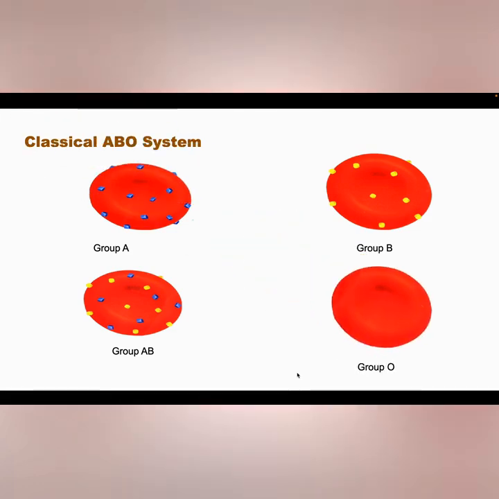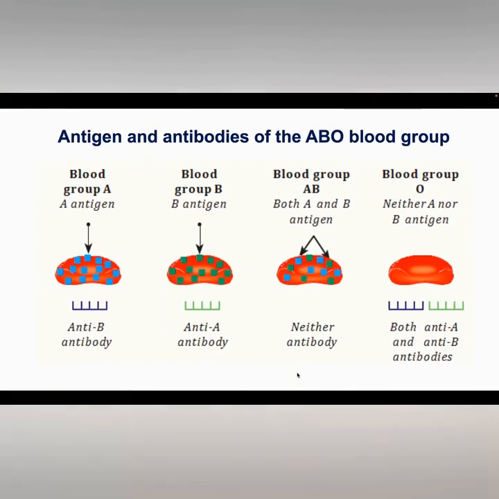However, people who do not have antigen A and antigen B on the membrane of the RBC, but have the corresponding antibodies in the plasma, antibody A and antibody B, are called O blood grouped people. So simple, very simple. Okay, so this is called the classical ABO system, what I have told you, and it is depicted in this picture.